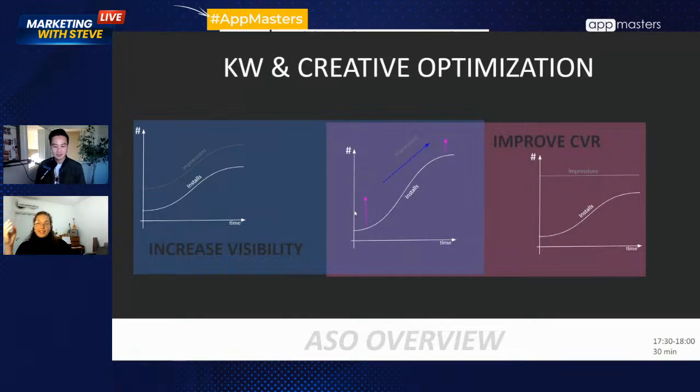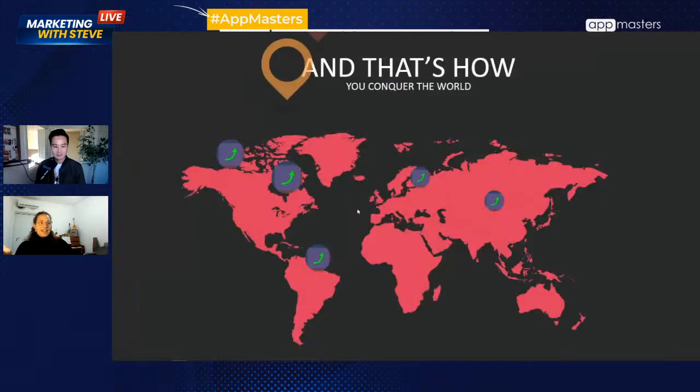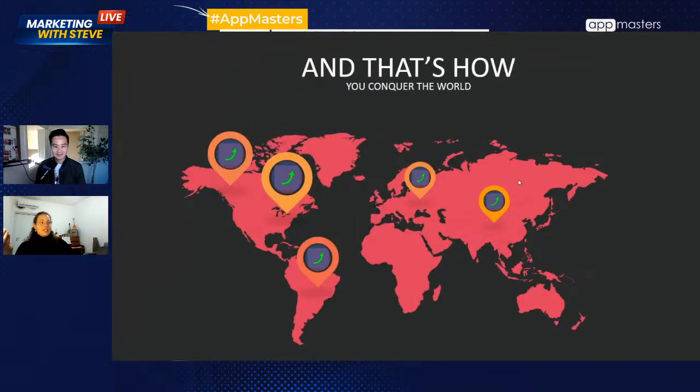Now, when we take this idea and do it at each location, this is how we create massive growth. So improving visibility, improving conversion rate, and then doing it in every specific country. This is our main goal, this is where we want to go.